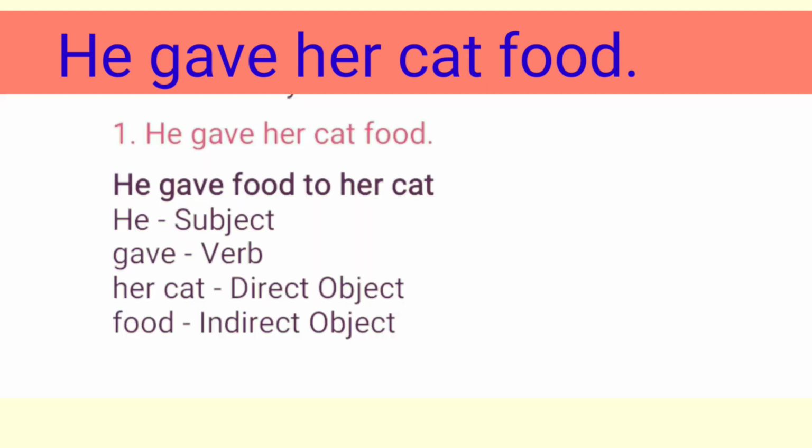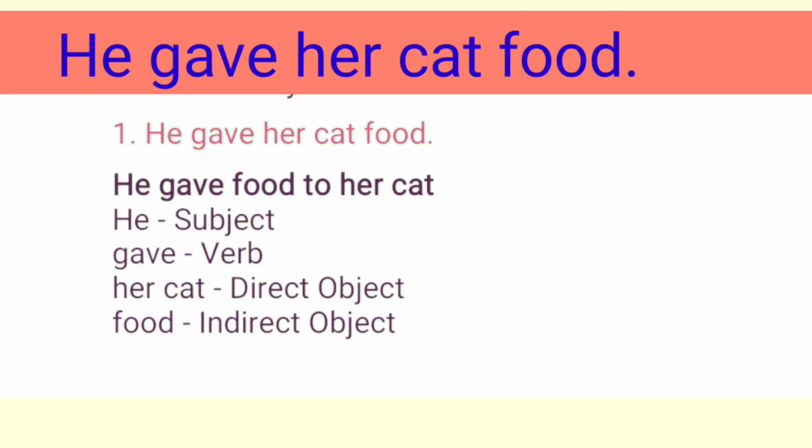Look at the sentence on your screen. He gave her cat food. Now, if you look at this sentence, it communicates two different structures, and you can easily understand two meanings of the structure. For instance, the first structure is: he is the subject, gave is the verb, her cat is the direct object, and food is the indirect object. So, the meaning of this sentence becomes he gave food to her cat.